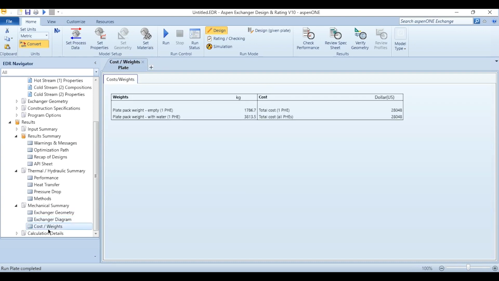And in the cost, the total cost is $28048 in the system, and the total plate pack weight is 1786.7 kg, and with water it is 3813.5 kg. So that's how we simulate the plate and frame heat exchanger in the system. We need to know the same conditions as for the shell and tube: we need to define the process data and the physical properties data, and if our data is okay, then we can get the results over here. So that's how you simulate the plate and frame heat exchanger in Aspen Exchanger Design and Rating.